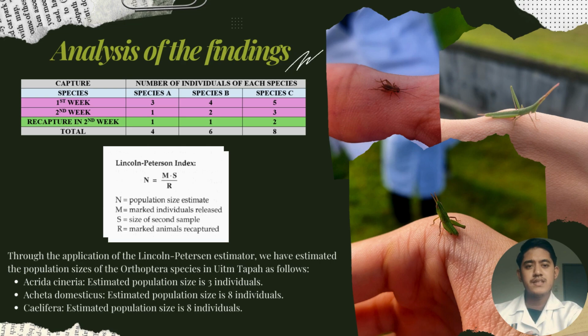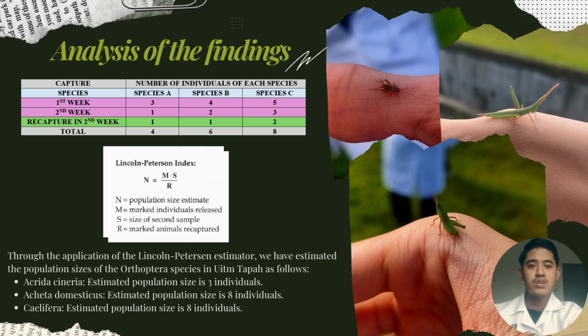In this analysis, we employ the Lincoln-Petersen estimator to estimate the population size of the Orthoptera species in UiTM Tapah. The Lincoln-Petersen estimator is given by the formula N equals M times S divided by R, where N is the estimated population size, M is the number of individuals captured and marked in the first capture, S is the total number of individuals captured in the second capture, and R is the number of marked individuals captured in the second capture.